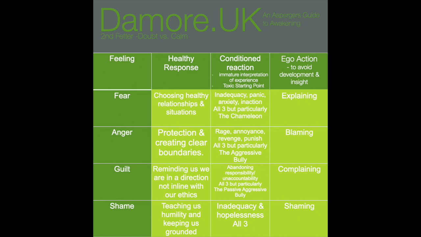The second feeling is anger. The healthy response is protecting and creating clear boundaries. When it's conditioned and immature and you have an immature reaction to an experience, then you react with rage. You react with annoyance, revenge. You punish people. It's in all three, but it is particularly the aggressive bully that is there. I have a full list of all the words where we justify our action, but it's actually anger that is underneath. But we're getting back to that in a second.